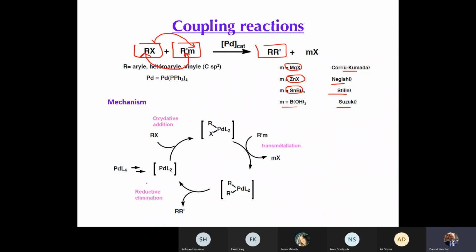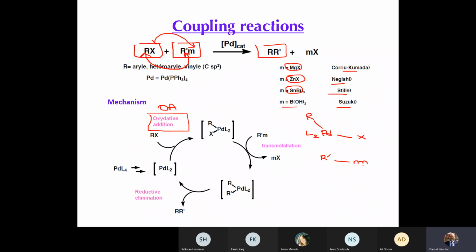So the starting catalyst is PdL2. What are the steps to add? First, I have to add Rx. Rx can be added only by oxidative addition. R prime M is another, different mechanism. So the first step is Rx, and I obtain the oxidative addition product. Okay, then pay attention: this is palladium, X, R, and we have L2, and we add M R prime.